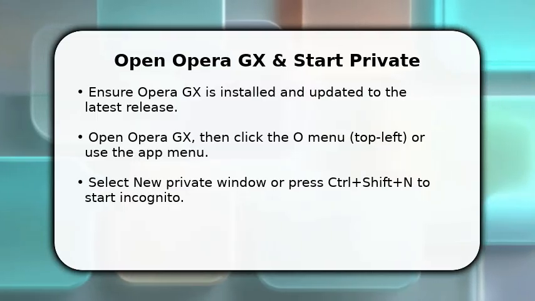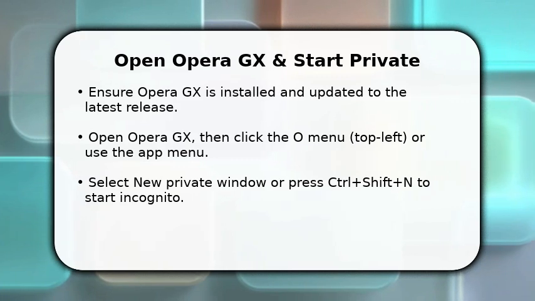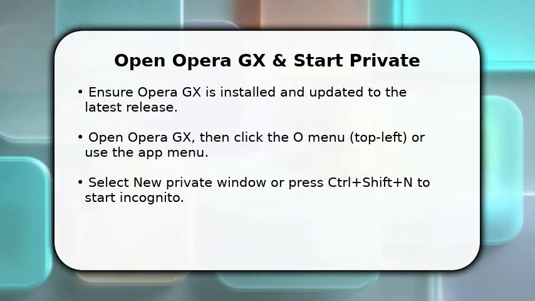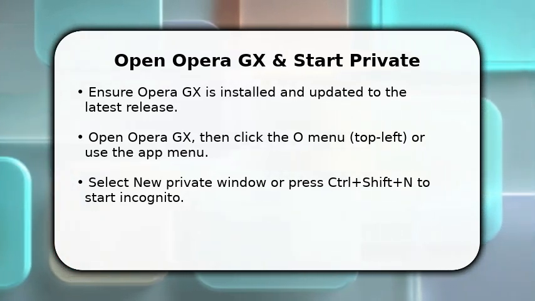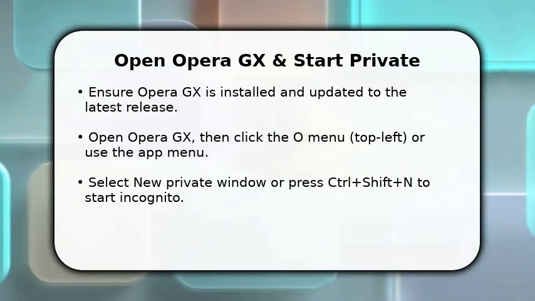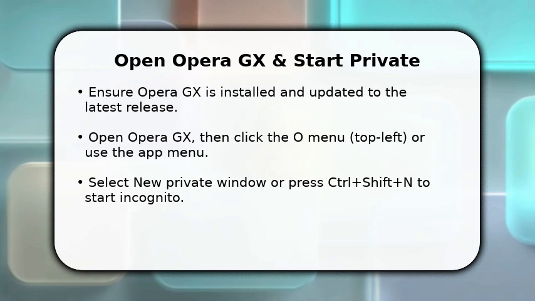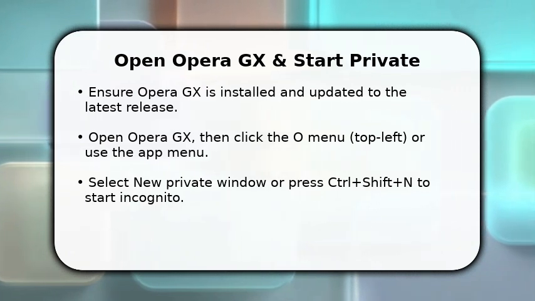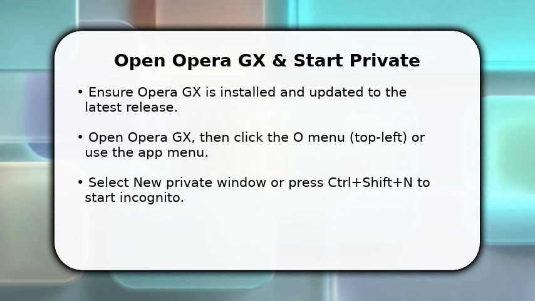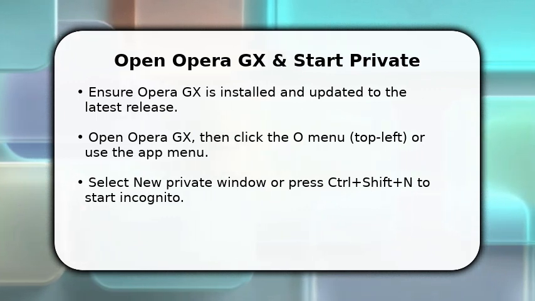You're starting Incognito now. Open Opera GX and choose New Private Window from the O menu or press Ctrl plus Shift plus N. This creates a session that won't save browsing history, forms, or local cookies after you close it. Once done, notice the darker theme and private icon. Those confirm the session type.